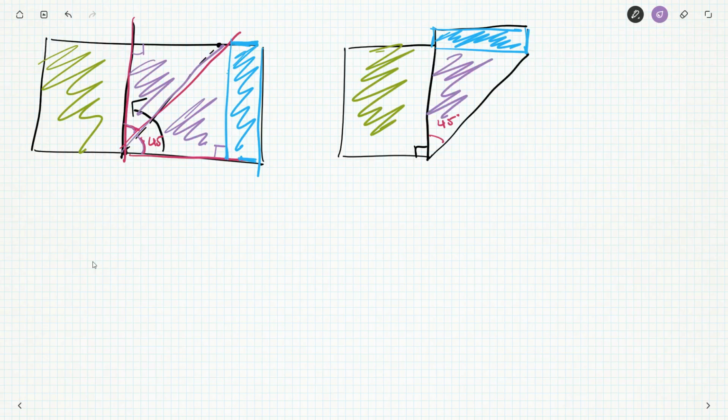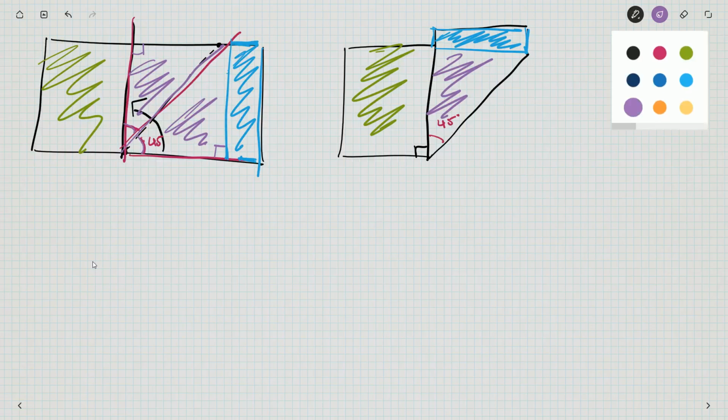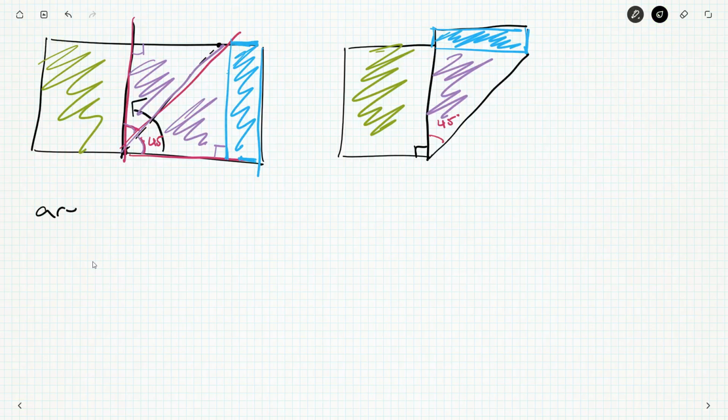But we only have one of the purple triangles over here. So the new area is the area of the rectangle minus one triangle, one of the purple triangles. Okay. So I can figure out the area of the rectangle. That's just going to be 8 times 17. But how about the area of one of the purple triangles?